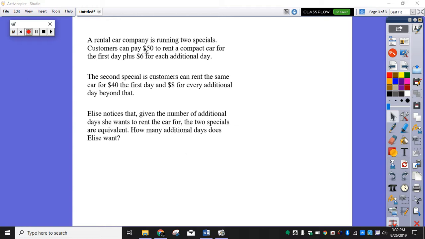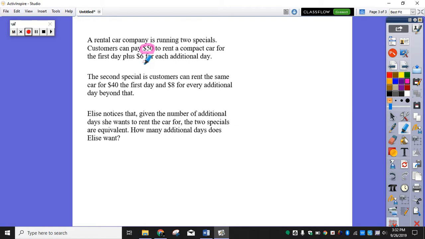First part says a rental company is running two specials. Customers can pay $50 to rent a compact car for the first day, plus $6 for each additional day. So linear relationships, there's a pattern to the way they are described. Sometimes you'll have a flat amount. So here we have a flat amount of $50. That's our initial amount. That's what we'll pay no matter what.